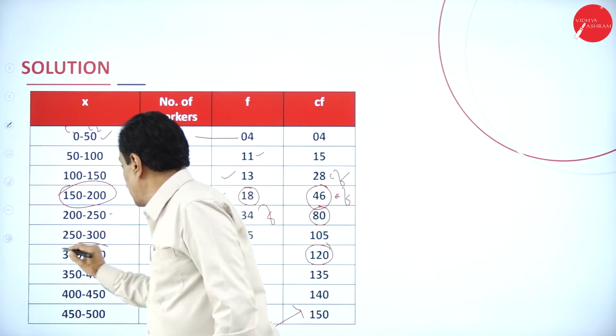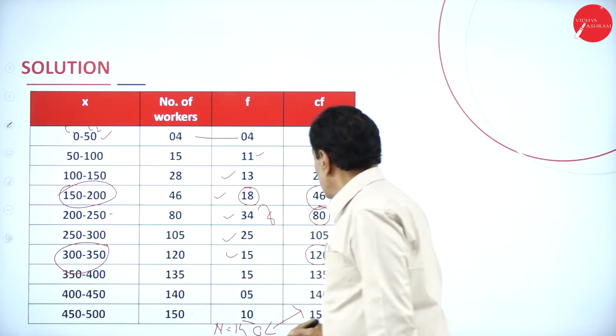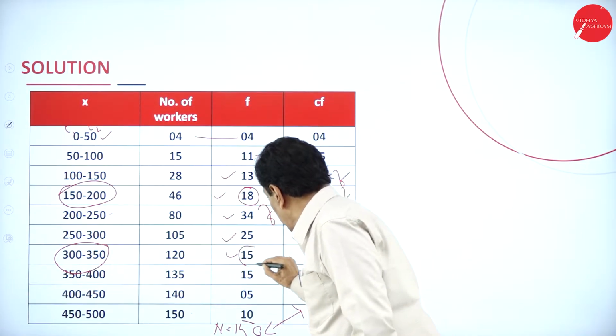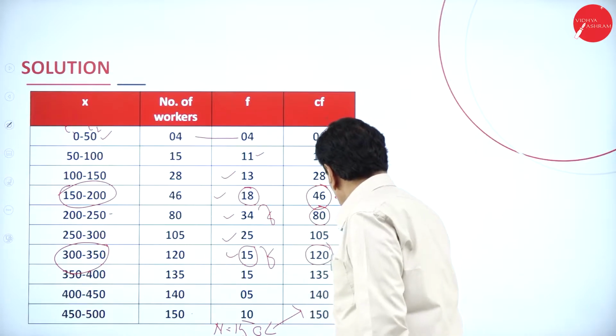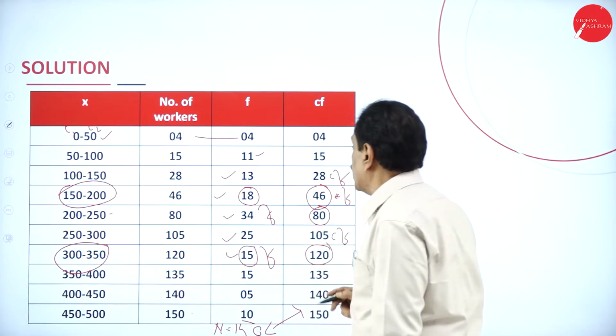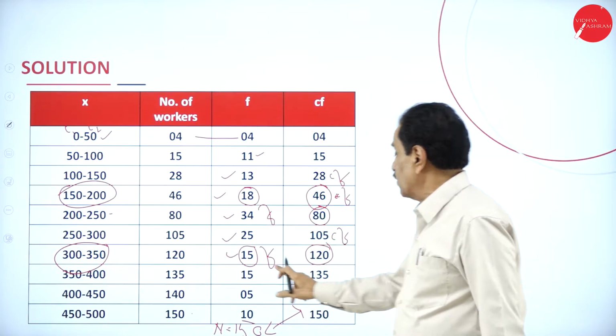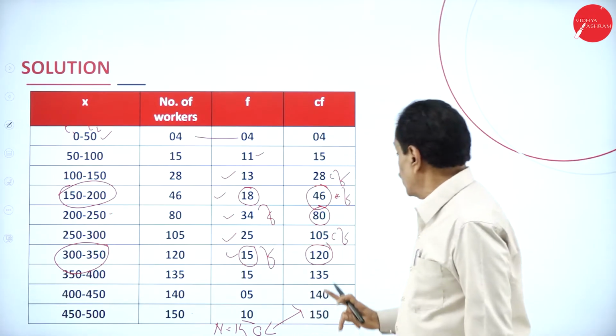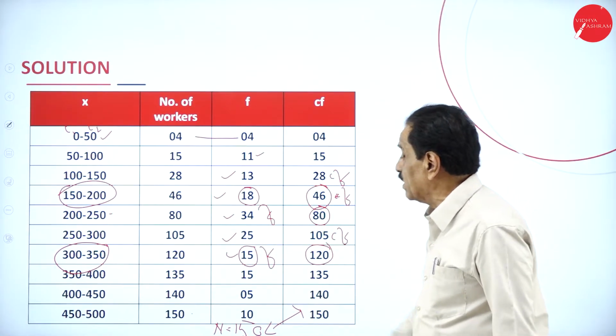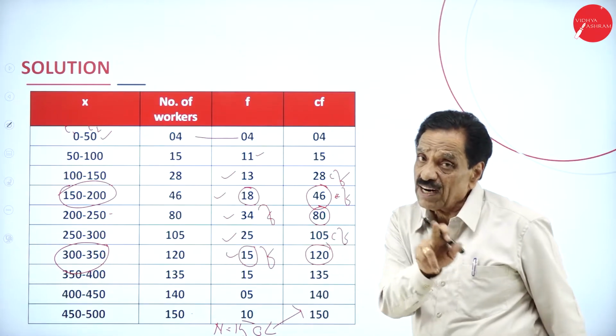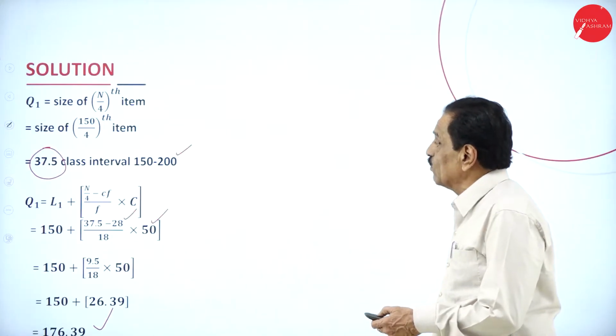Your class is 300 to 350. Your frequency is 15. Your cumulative frequency is 105. Remember, your frequency is 15, your cumulative frequency is 105, and your class is 300 to 350. We are going to solve.